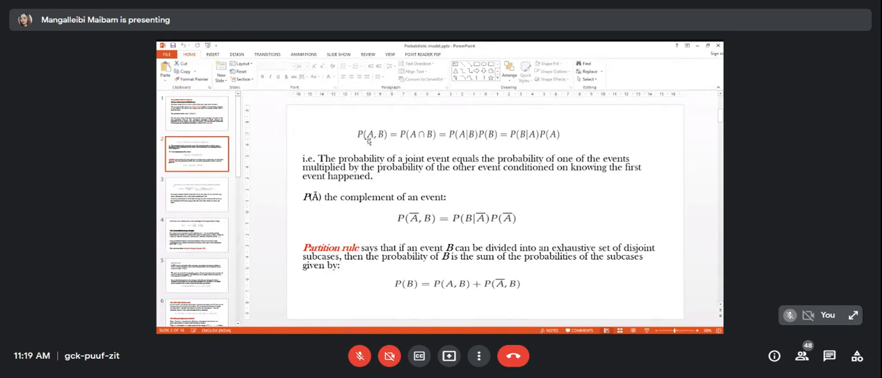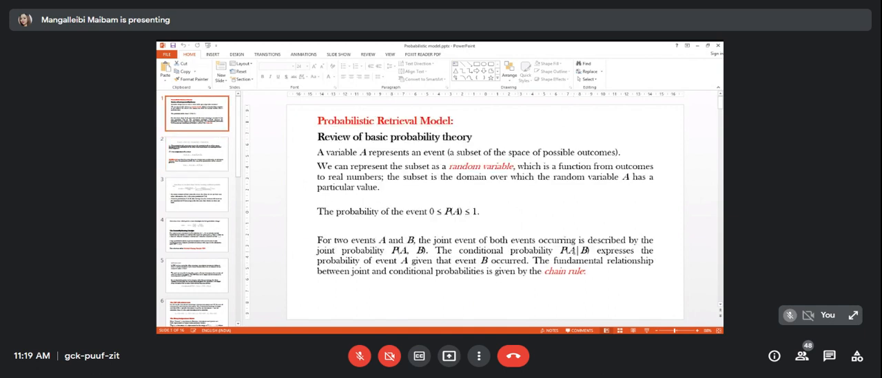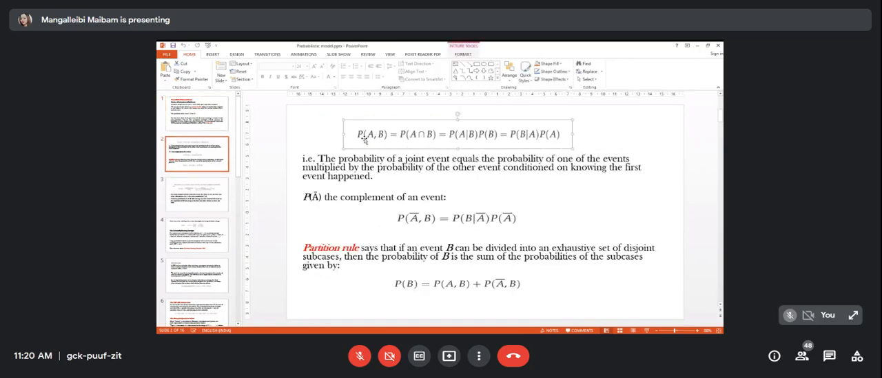This is the joint probability, P(A, B). Joint probability is also represented by A intersection B. A intersection B is given by the conditional probability of A given B multiplied by the probability of B, and also by the conditional probability of B given A, which is the probability of event B when event A has occurred, multiplied by the probability of A. So this is the chain rule.